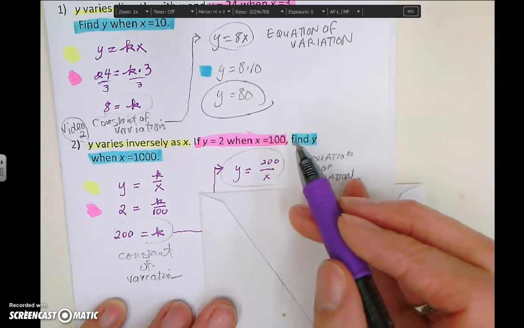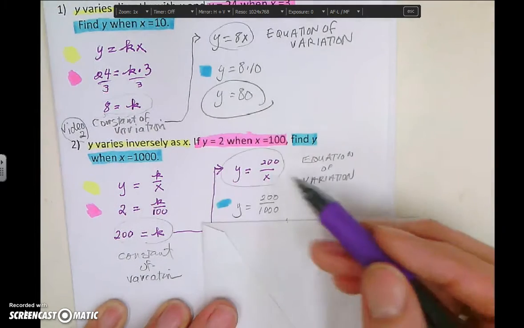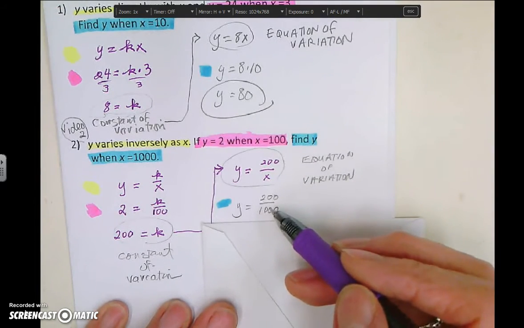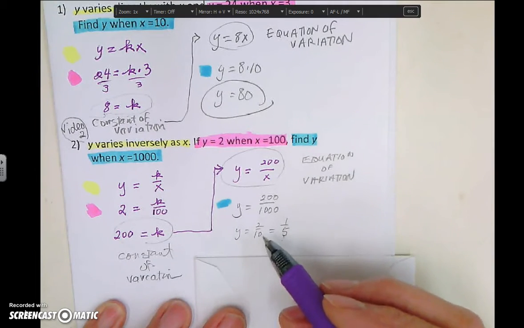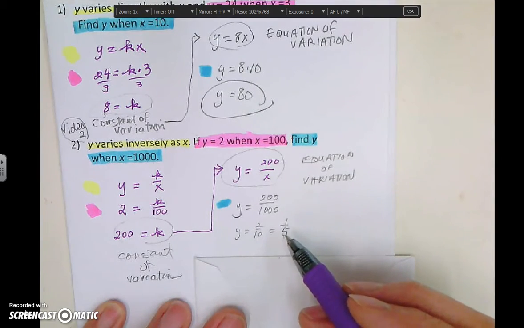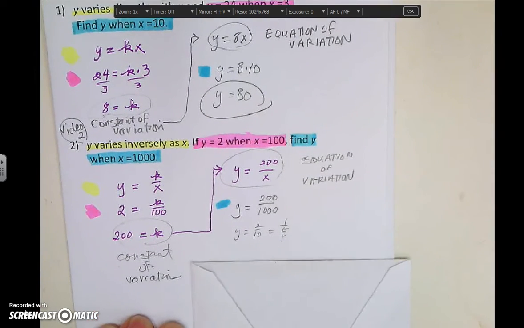However, on this one, we need to find y when x is 1,000. So we're going to come over here and in place of the x, put in 1,000 and then reduce this, and it reduces to 2/10, which finally reduces to 1/5. And so that would answer that final question for that.